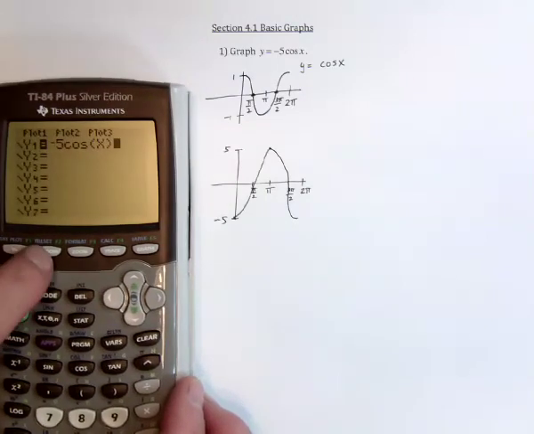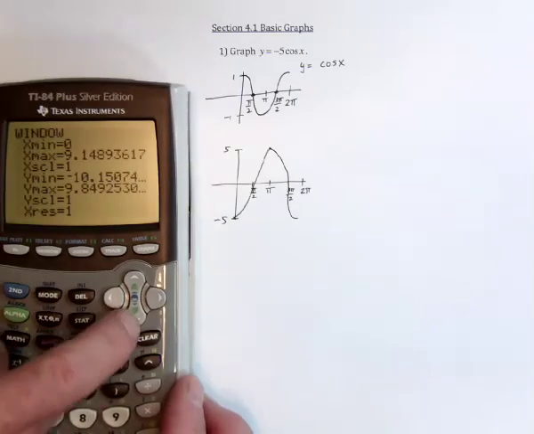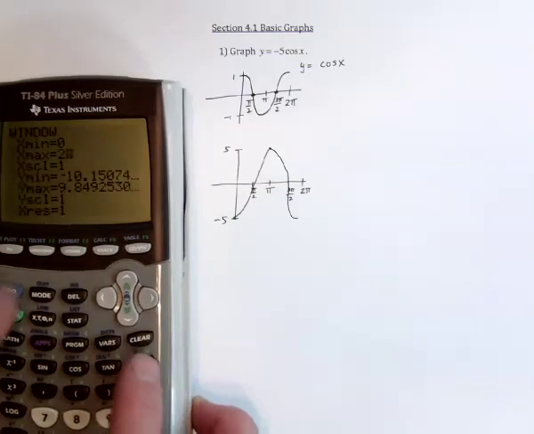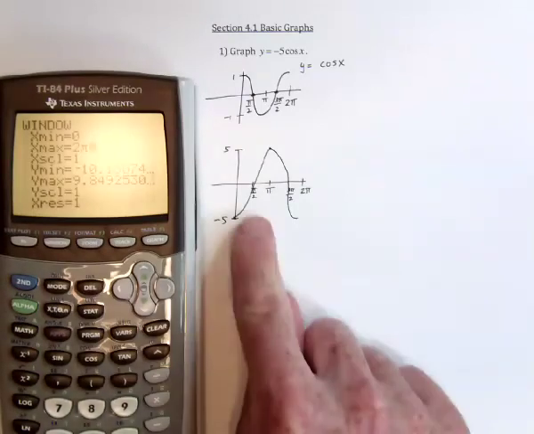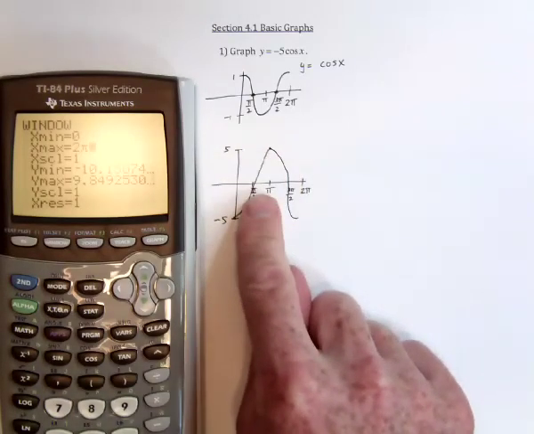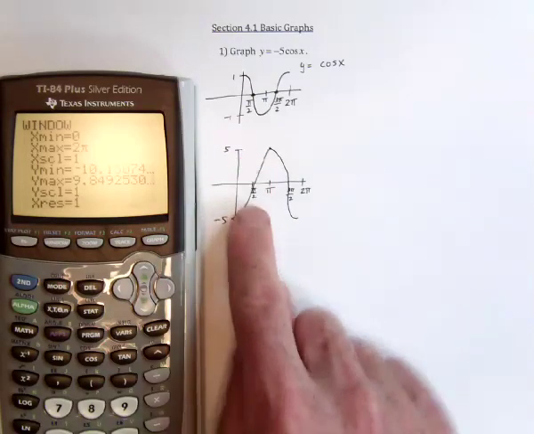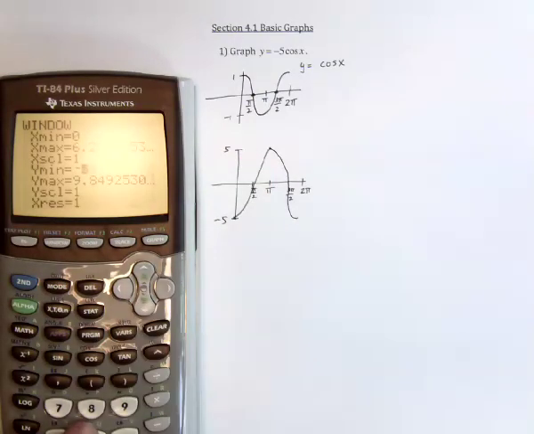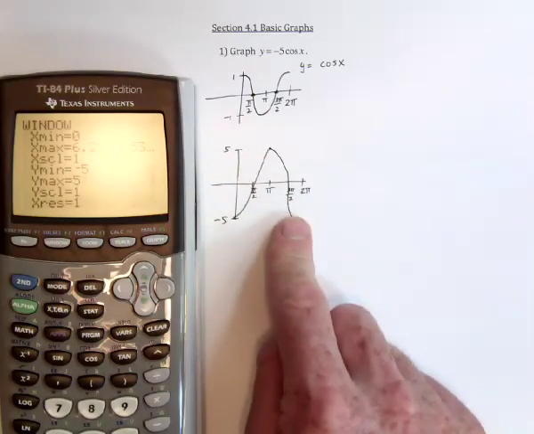And then change the window to go from 0 to 2 pi. So basically what I'm trying to do is set up the window to be exactly like this. So x is going to go from 0 to 2 pi, and then y is going to go from negative 5 up to 5. And then when we graph it, it should show one cycle.